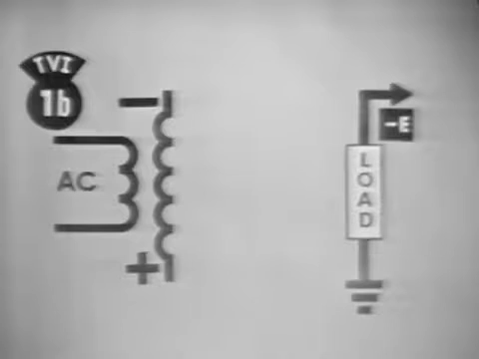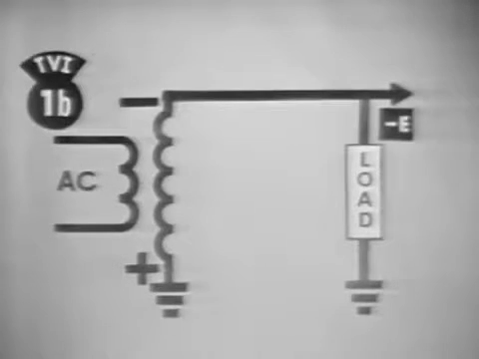Now this output voltage is negative, so where is the load and the ground connected? To produce a negative output voltage, the load must be connected to the negative end of the secondary, and the ground must be connected to the positive end. Now you do the next two on your own.